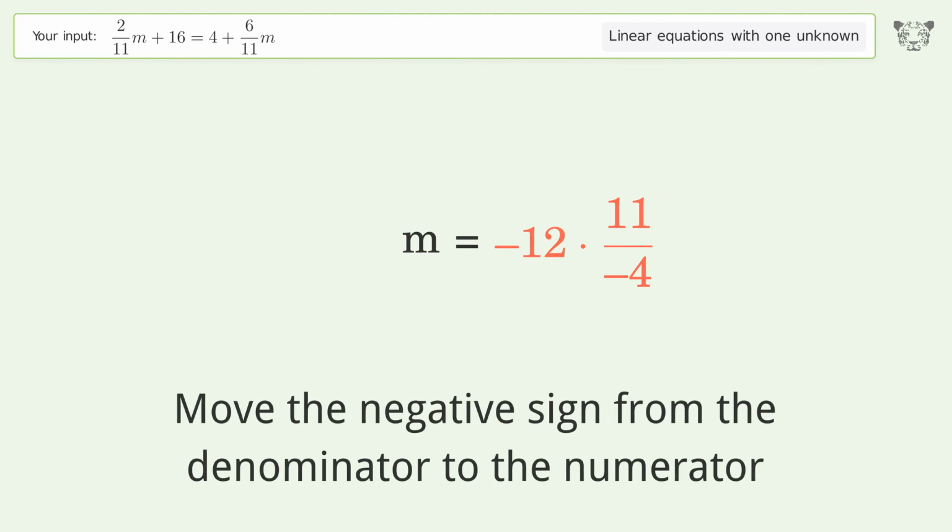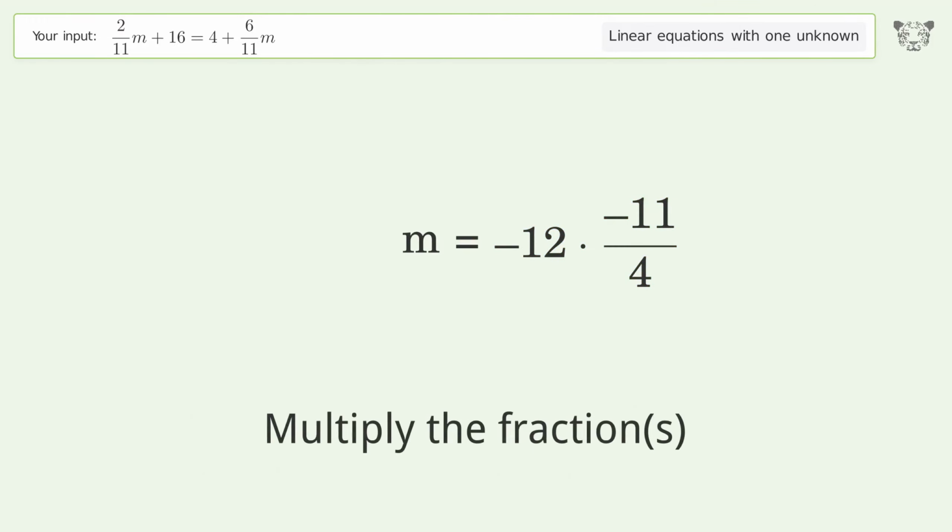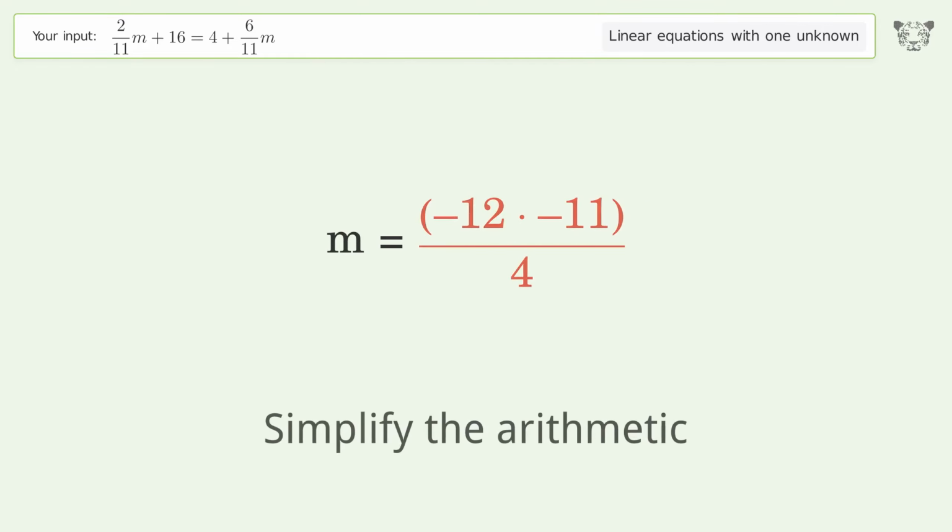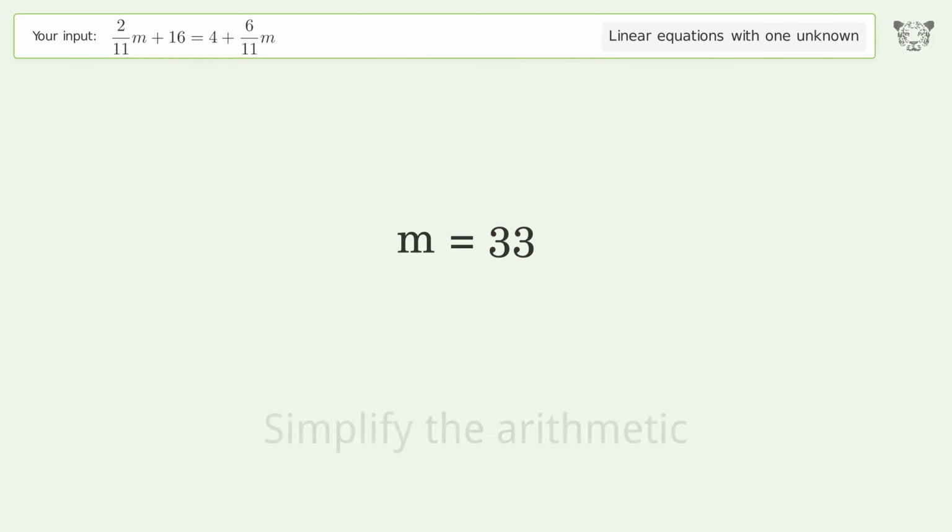Move the negative sign from the denominator to the numerator. Multiply the fractions. Simplify the arithmetic. And so the final result is m equals 33.